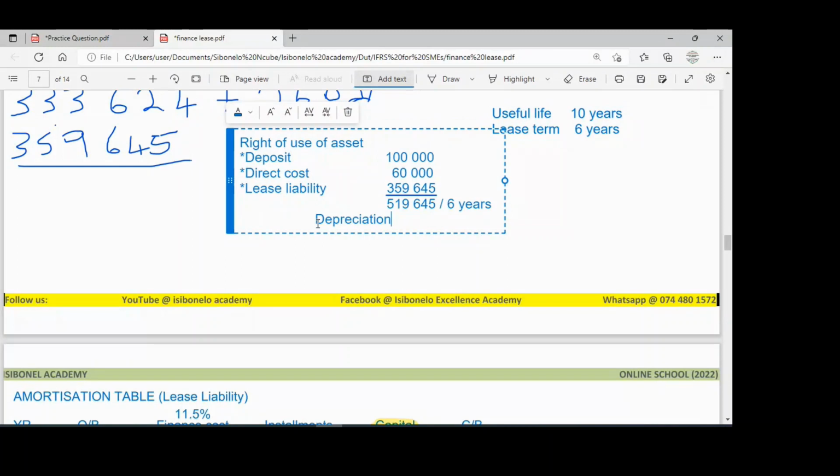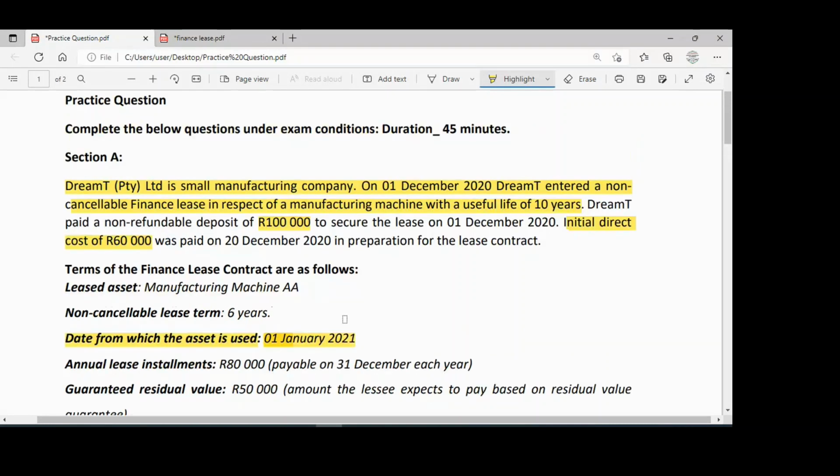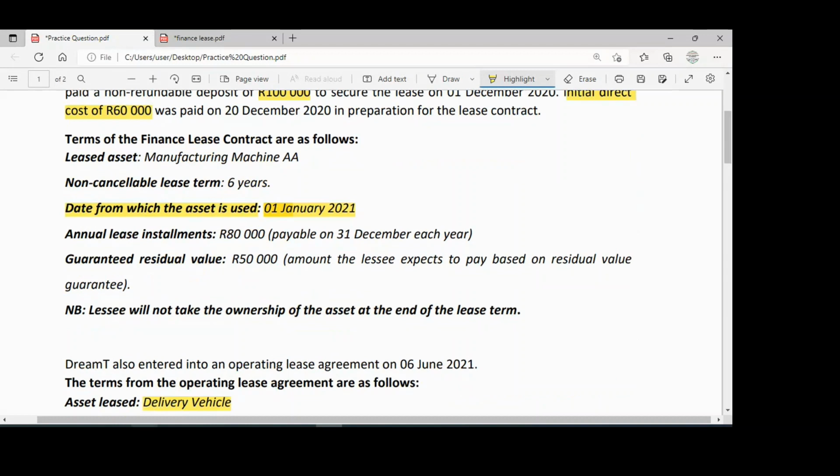6. Let's check here, let's confirm. So here, the date from which the asset is used starts in January and the year ends in December. So how many months has it been used? 6 months. It starts in January, January to December, 12 months. It has been used the whole year. Just check the information as given, we can assume. So in the other one, the date from which the asset is used is high to the 6 months.